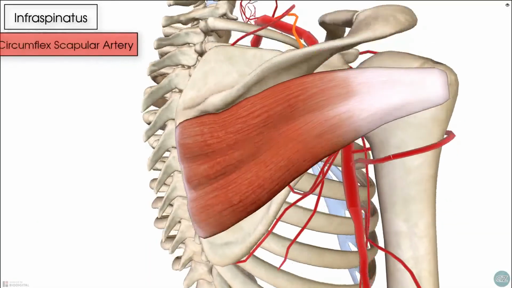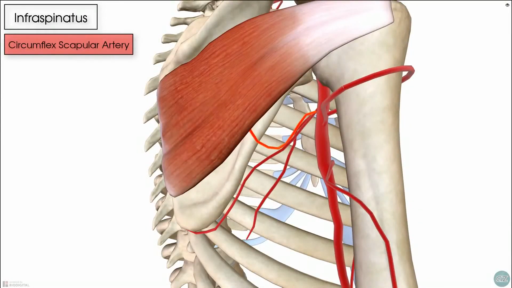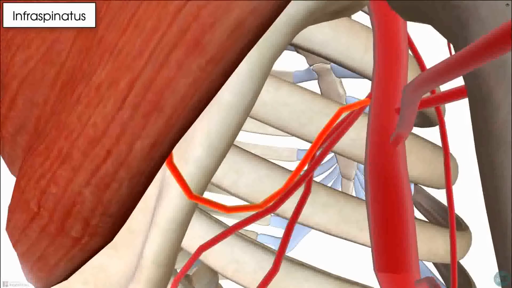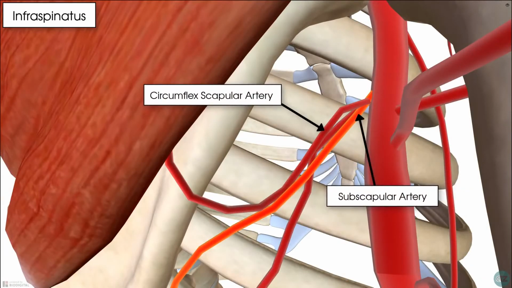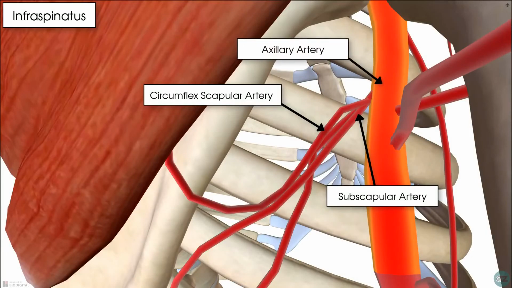The second artery is the circumflex scapular artery. So the circumflex scapular artery originates as the first branch from the subscapular artery. And that subscapular artery comes from the large axillary artery.